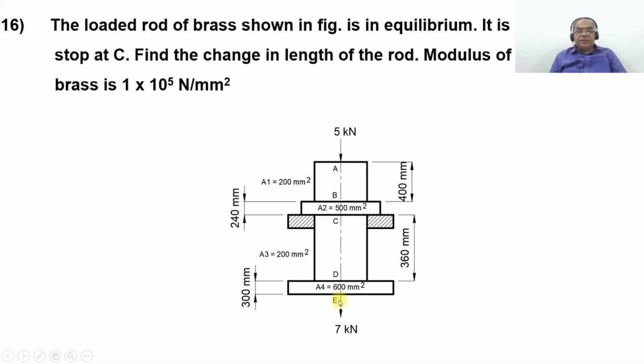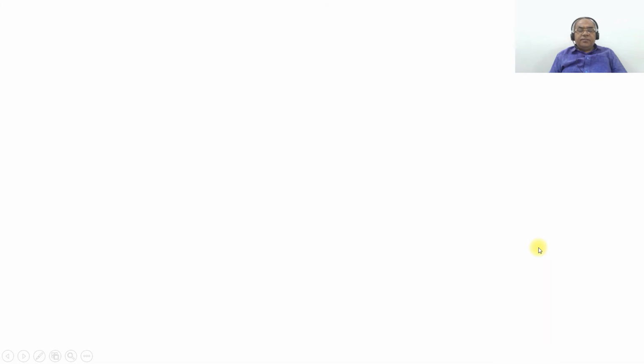Similarly, in the section between C and D, the load at the point D will be acting in the downward direction to keep CD in equilibrium. So naturally it will again be 7 kilonewton. And at the point C, since CD has to be kept in equilibrium, the load will be acting in the upward direction. So that is how we do the analysis of forces.